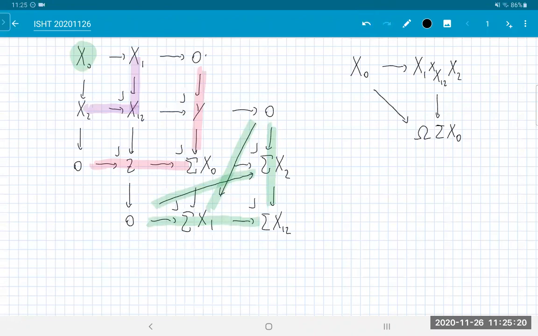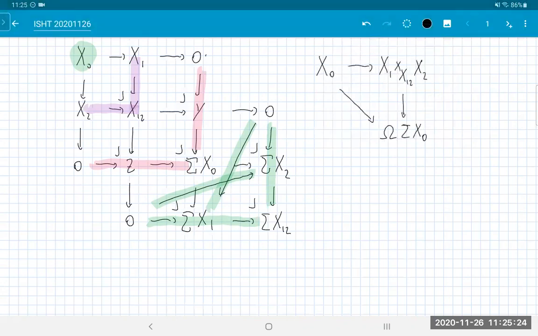This map, maybe let me move it. I need a little more space. And then the tricky part is what is the pullback of this other diagram, the limit of this other diagram. So let me tell you the answer, and then I'll try to justify it. It is just the pullback of Ωσx1, Ωσx1 to Ωσx2.